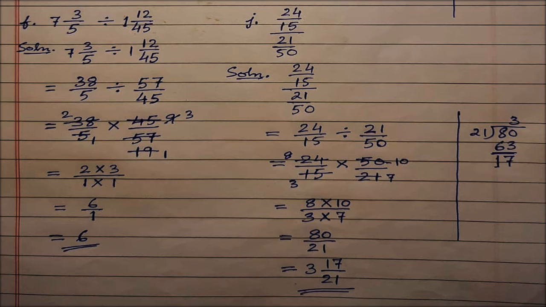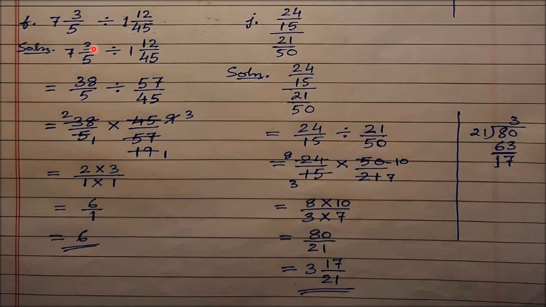I have picked up number F, where you have 7 whole 3 by 5 divided by 1 whole 12 by 45. These are mixed fractions. One mixed fraction divided by the other mixed fraction. So we'll write the question once again. 7 whole 3 by 5 divided by 1 whole 12 by 45.